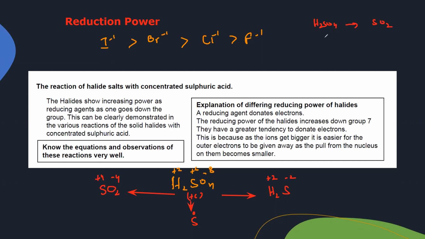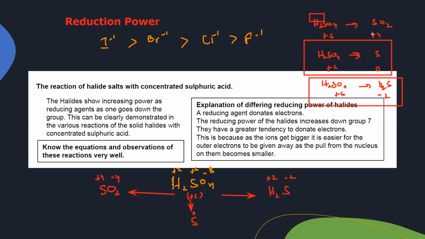So when we compare these products, if sulfuric acid forms sulfur dioxide, the oxidation number changes from +6 to +4. But if sulfuric acid forms sulfur as a product, it changes from +6 to 0. And if sulfuric acid H2SO4 forms hydrogen sulfide H2S, it changes from +6 to -2. So which one is the greater change in oxidation number? The last one, when sulfuric acid forms hydrogen sulfide gas, is a bigger change in oxidation number compared to when sulfuric acid forms sulfur dioxide or sulfur.